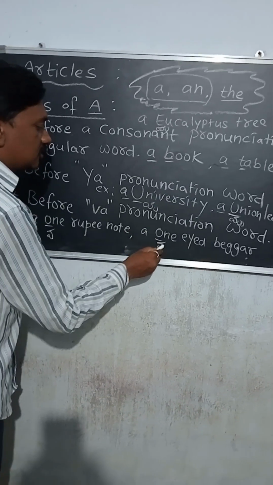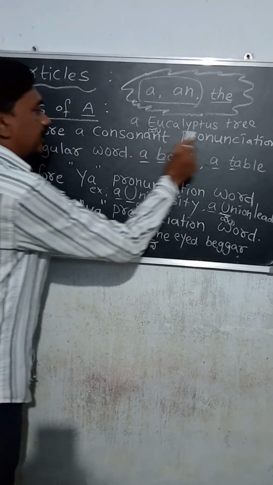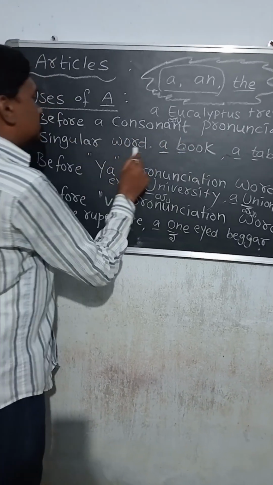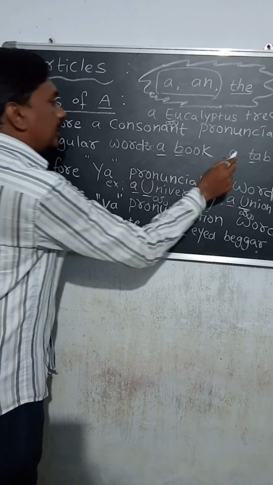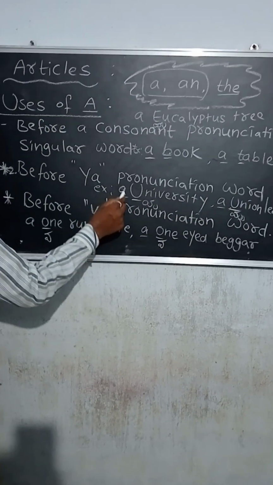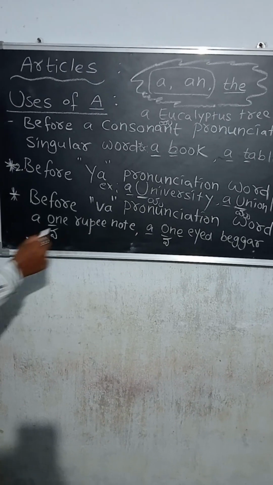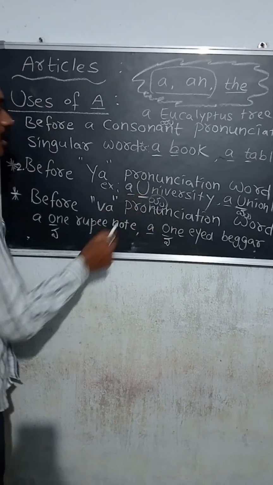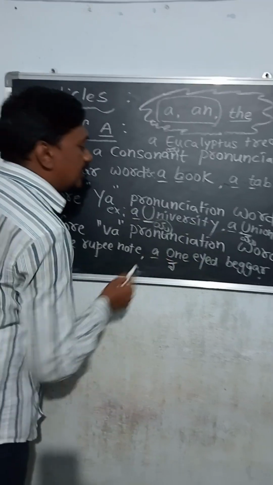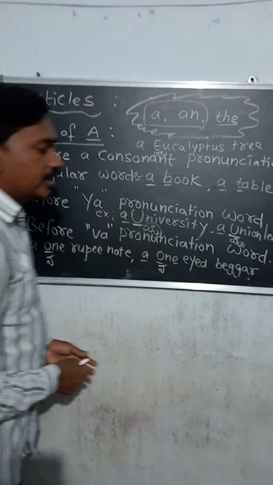So before the va pronunciation word, we use the article a. Before the ya pronunciation word, we use the article a. And before consonant pronunciation singular words, we use the article a. For example, a book, a table. In the second case, a university: it begins with the vowel letter U, but it gives the pronunciation of ya, which is a consonant pronunciation. That is why we use article a before university and a union leader. Next, before va pronunciation words, for example, a 1 rupee note, a one-eyed beggar, a one-way traffic.